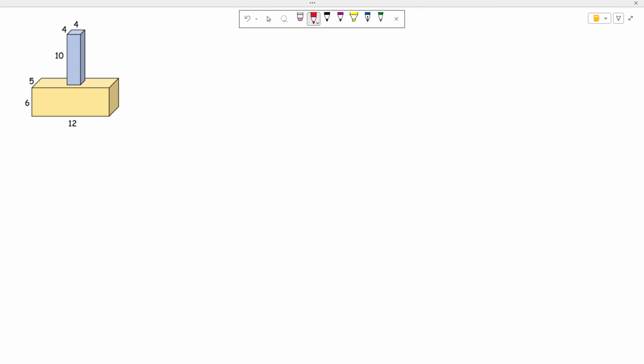In this video, guys, I'm going to be teaching you how to find the area of composite 3D shapes. Now without wasting any time, let's get right to it.